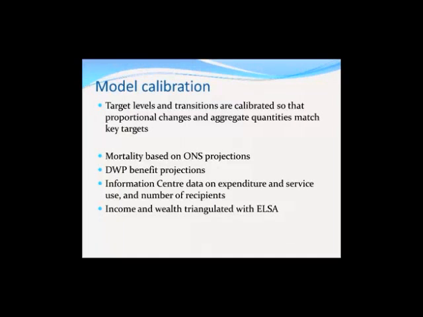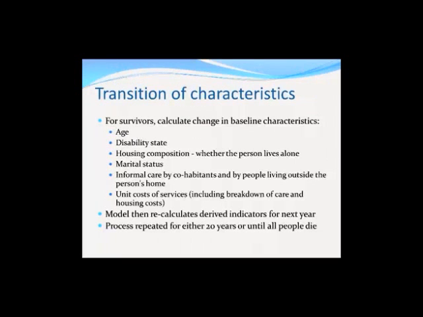Yeah? But that is, by definition, quite an unstable sort of thing. Those probabilities have randomness implicit in them. So you need to calibrate the model so that it hits some big aggregate levels which you think it should be hitting. And so we use projections about mortality from the ONS, about benefit uptake, information from the Information Centre about expenditure, service use, and number of recipients of social care services in England. We look at different sources of income and wealth in order to triangulate our results.